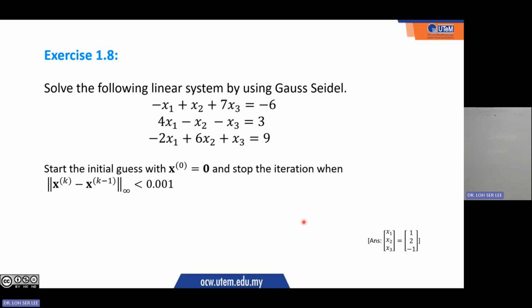Okay, so from here, form your iterative sequence. Okay, x1, x2, x3. After you form your iterative sequence, please double check, because your calculation is all based on your x1, x2, x3. If the sign is wrong, that means all your figures in the table will be wrong. So double check your iterative sequence before you compute for the table.